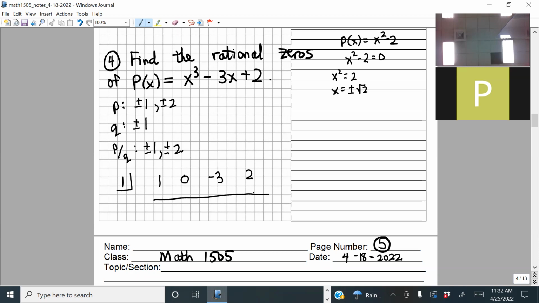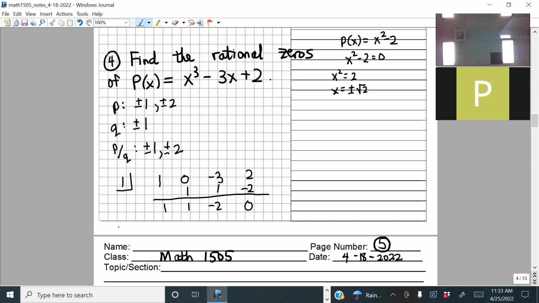Does this work? So bring down 1. 1 times 1 is 1. 0 plus 1 is 1. 1 times 1 is 1. Minus 3 plus 1 is negative 2. 1 times minus 2 is minus 2. Oh, yeah, that works. Okay, so there it is, right? So good guess there. There is one of our zeros.